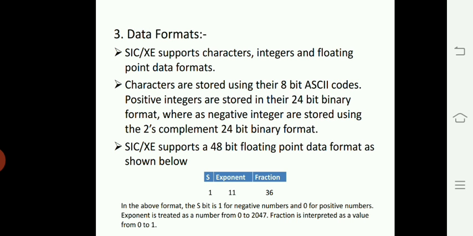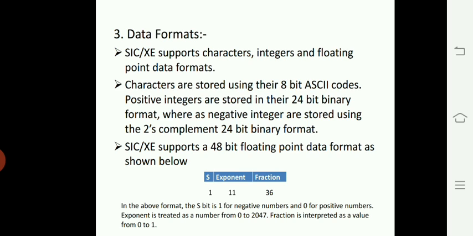The third factor is data formats. The SIC/XE machine supports character, integer and floating point data formats. Characters are stored using their ASCII code in 8 bits, and positive integers are stored using a 24 bit binary format. Negative integers are represented using the 2's complement of the corresponding positive integer.